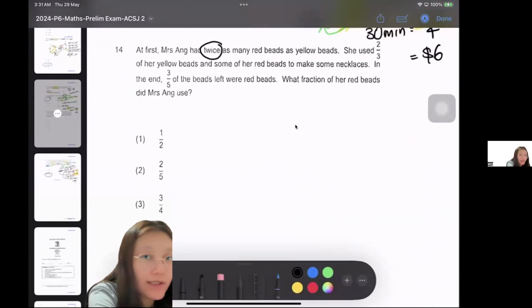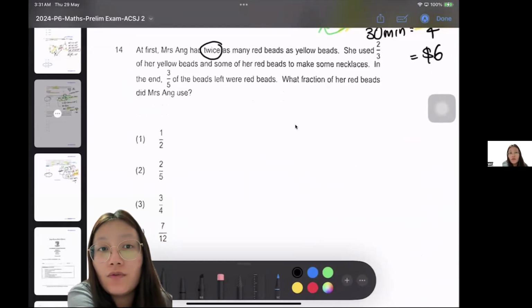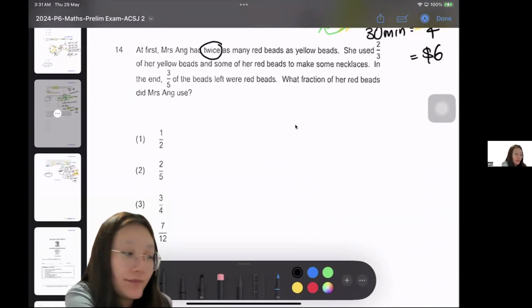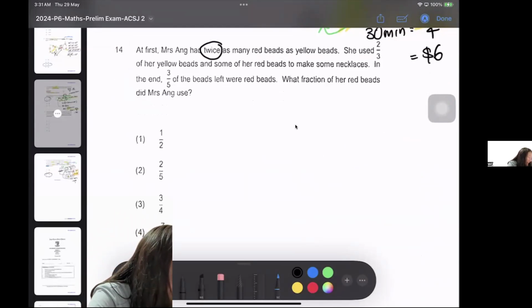So twice means 2 times, right? Then she used 2/3 of her yellow beads and some of her red beads to make some necklaces. Okay, let's use a highlighter now, not this. Where's my highlighter? Okay. Twice means 2 times, and then she used 2/3 of her yellow beads.